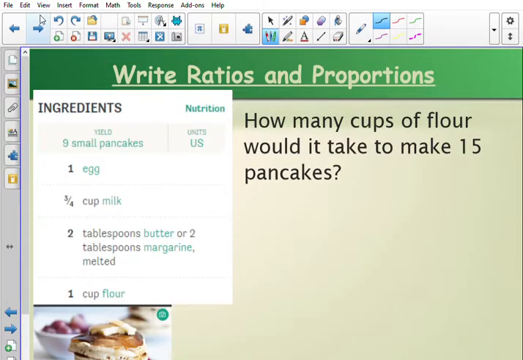All right. How many cups of flour would it take to make 15 pancakes? So this is the question. They give you this stuff. Remember that word problems we answer with words. We're looking for cups of flour, 15 pancakes.